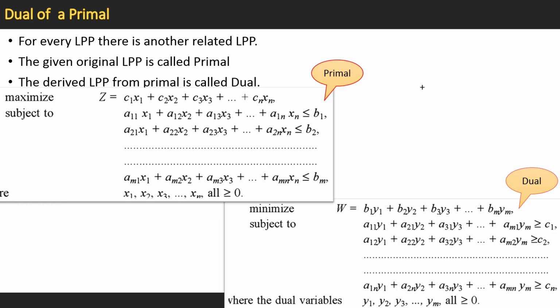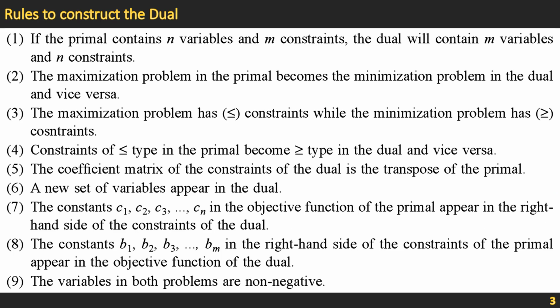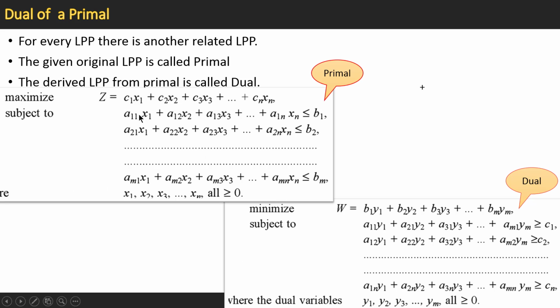Okay. So this is how you can convert a primal problem into a dual problem. These are the rules: if the primal contains n variables and m constraints, then the dual will contain m variables and n constraints. As I have told, look here. Earlier, how many constraints were there? 1, 2, up to m. These many constraints have now become m variables in the dual.